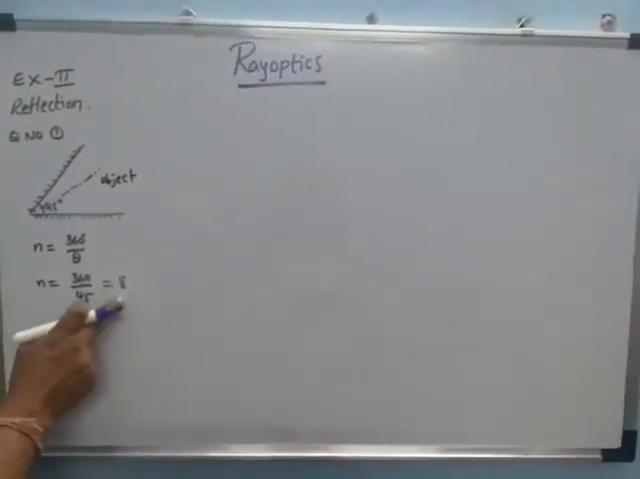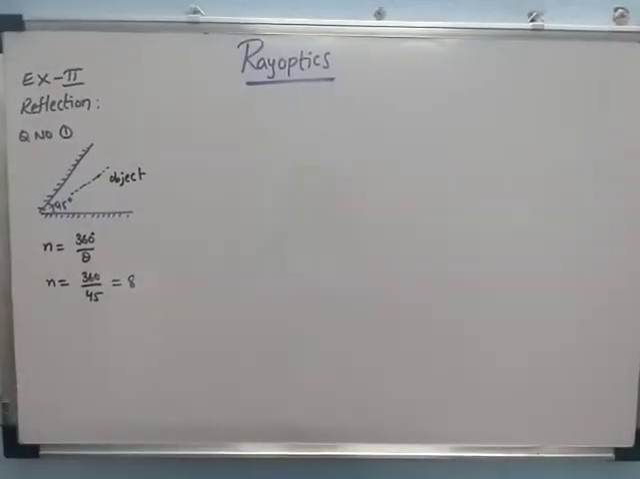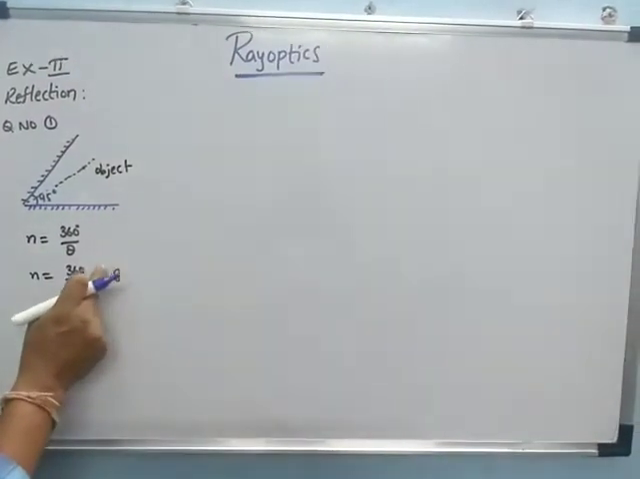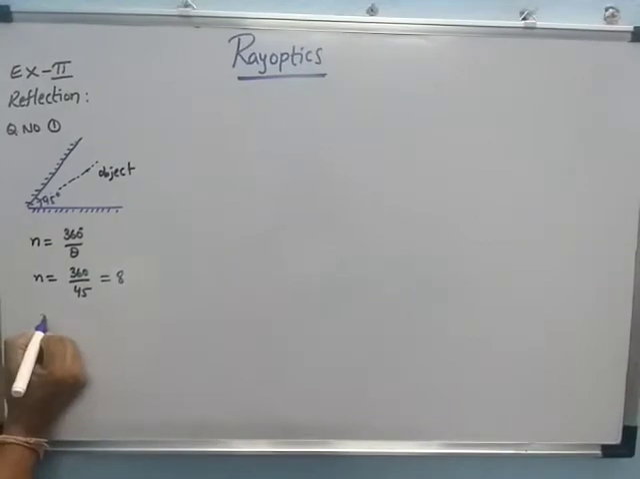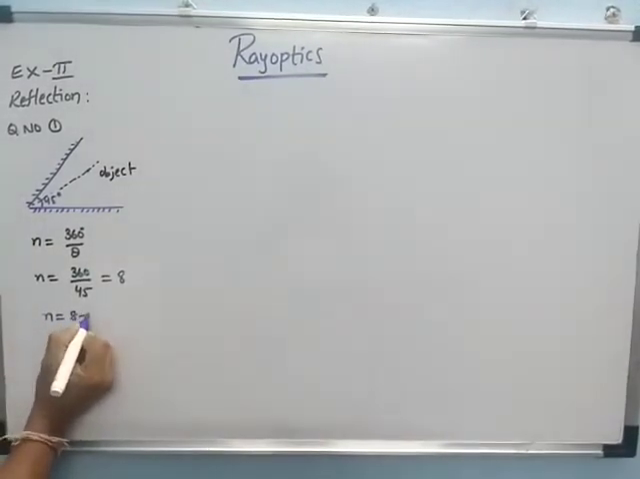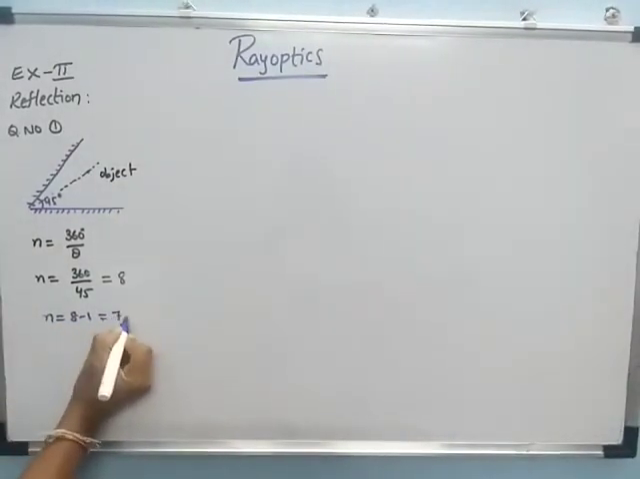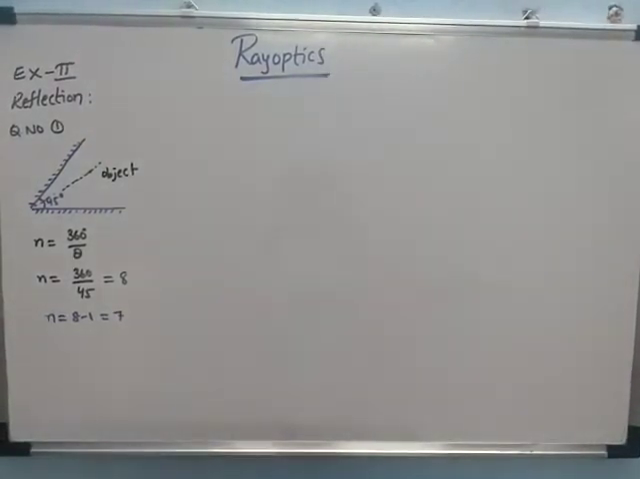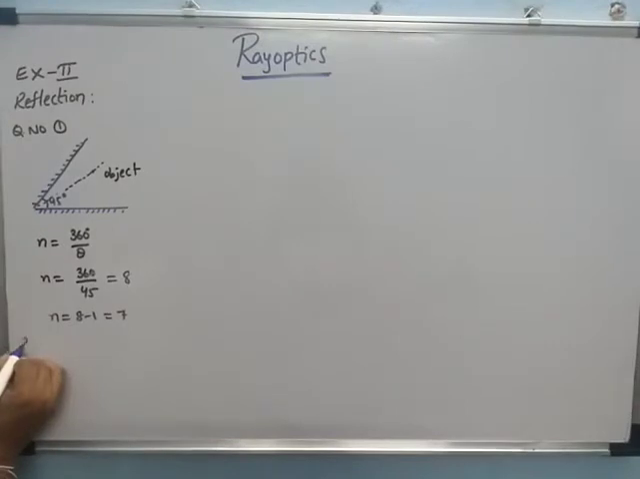But it is an even number. When the number is even, the total number of images is n minus 1, that is n is equal to 8 minus 1, that is equal to 7 images. So 7 images can be found. Let's see question number 2.